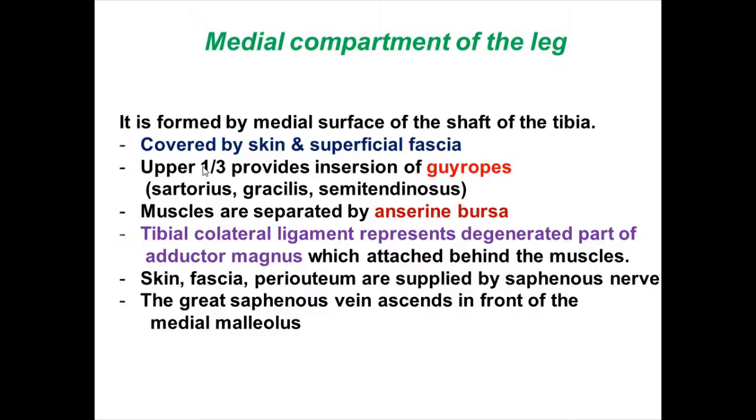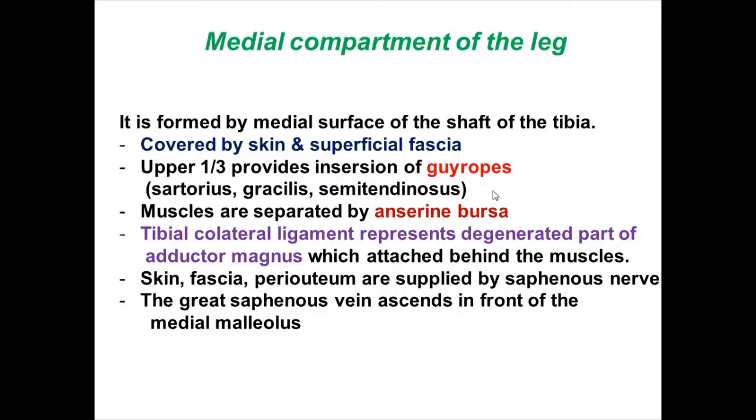These 3 muscles are collectively called guy rope muscles because they have the same insertion but their origins are in different portions of the hip bone. That means they arise from 3 parts of the hip bone and hold the hip bone in proper position in a tent-like manner. These 3 muscles are separated by the anserine bursa.